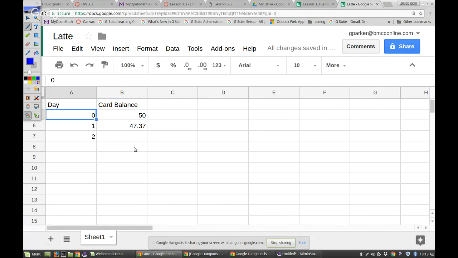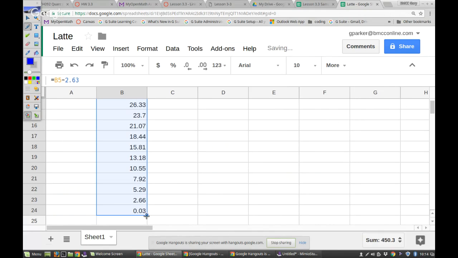All right. So first thing I did is I typed 0 there and I typed 50 here. So in the beginning, I have $50. And then on the first day, I want to take my previous balance, so equals, click on the cell above, and subtract 2.63. Once I do that, I hit enter, so the computer remembers my formula. Click back on the formula cell, and then fill it down until you see negative numbers. If you don't fill it far enough, go a little farther. Once you see negative numbers, delete them.